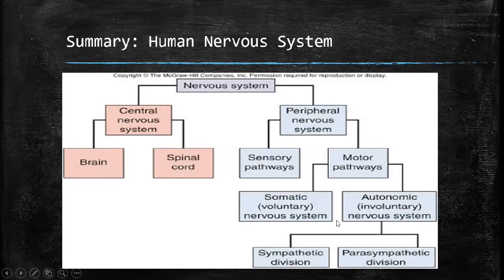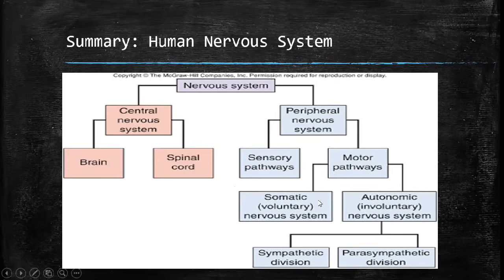Now, the nervous system consists of two parts, guys. It consists of the central nervous system, which is the brain and the spinal cord, and also the peripheral nervous system, which consists of the sensory pathways and the motor pathways. Remember, the sensory ones receive the stimuli via the receptors, and then they convert the stimuli into an impulse and take it to the central nervous system for interpretation. And then the motor ones respond to the changes in the environment.